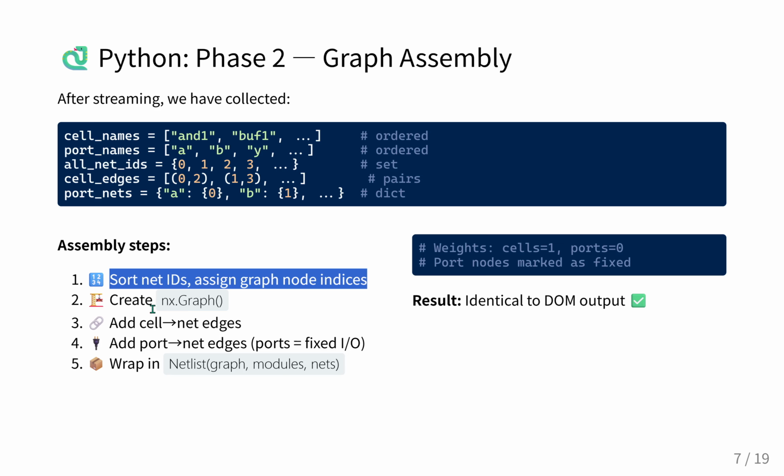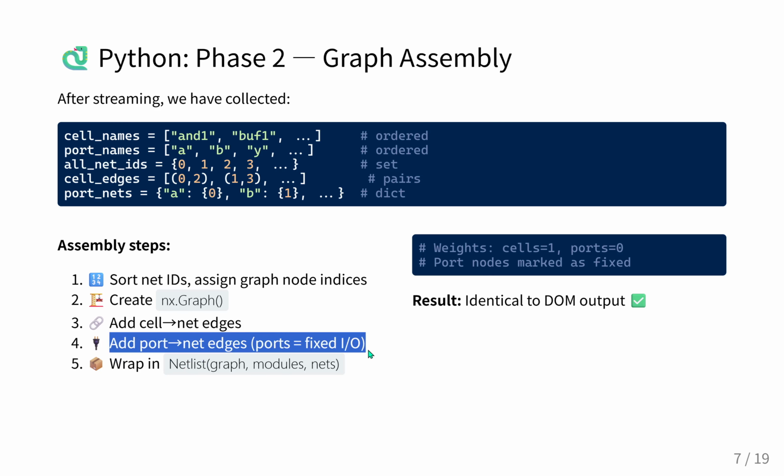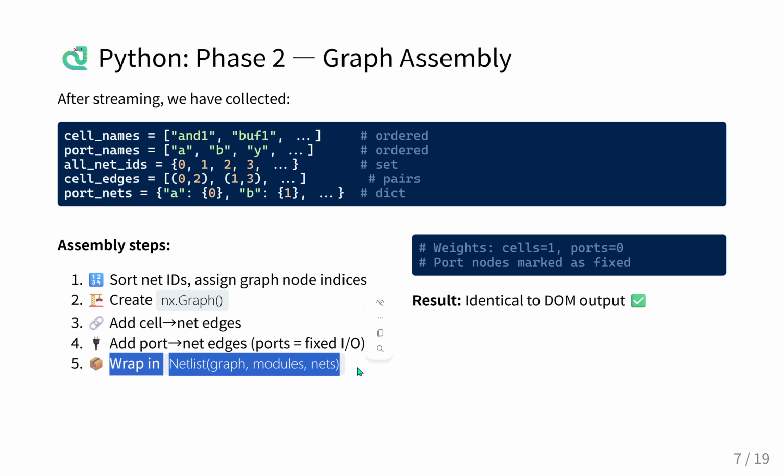Exactly. Step 2 is spinning up a NetworkX graph. NetworkX is a standard Python library used for studying complex networks. Right. A computer chip's wiring is highly nonlinear, so a graph structure is mathematically perfect for analyzing how a signal traverses from point A to point B. And step 3? Step 3, it iterates through its nodes and adds mathematical edges between the cells and the nets. Step 4, it adds edges between the fixed I/O ports and the nets. And finally, step 5, it wraps all of this mapped logic into a tidy netlist Python object.